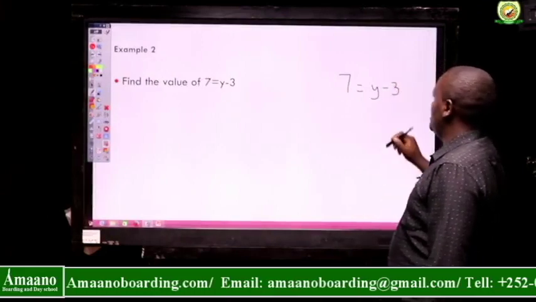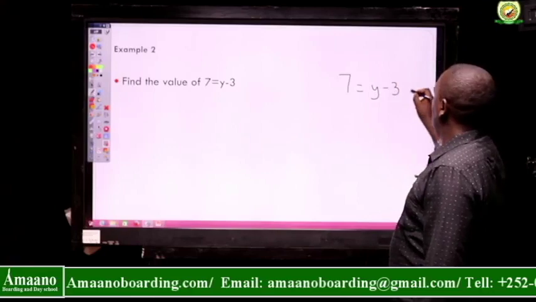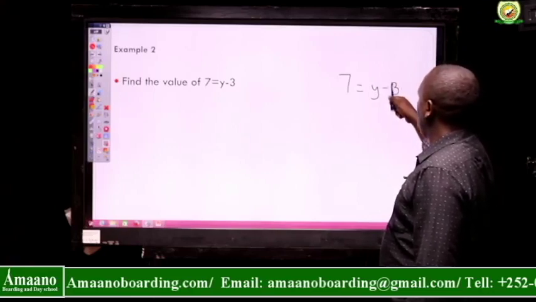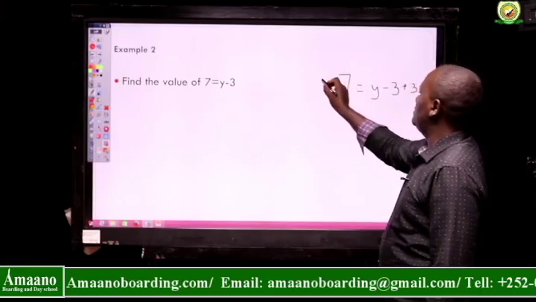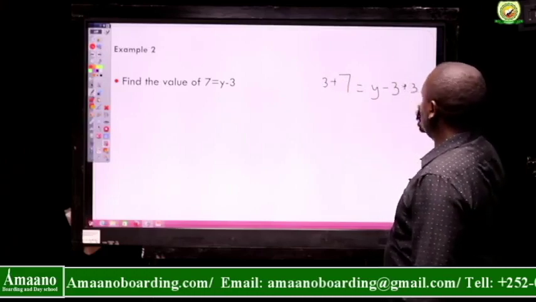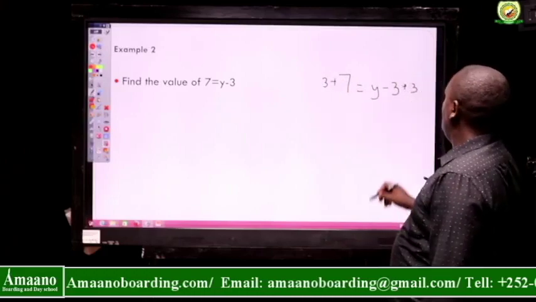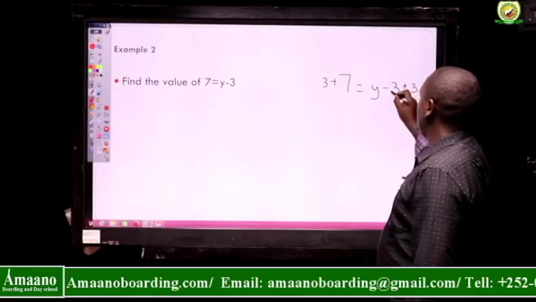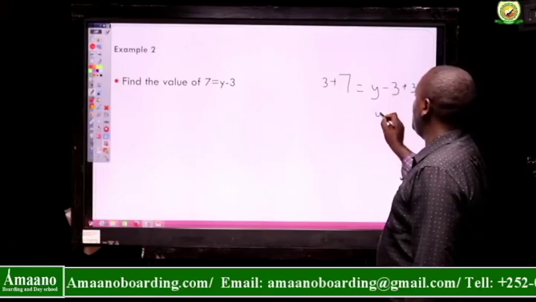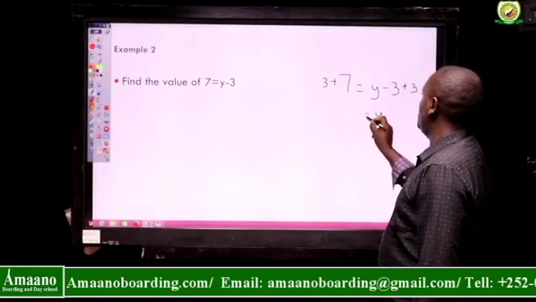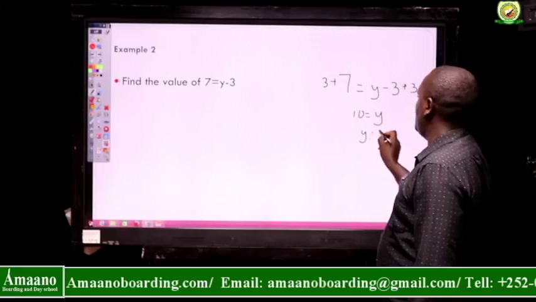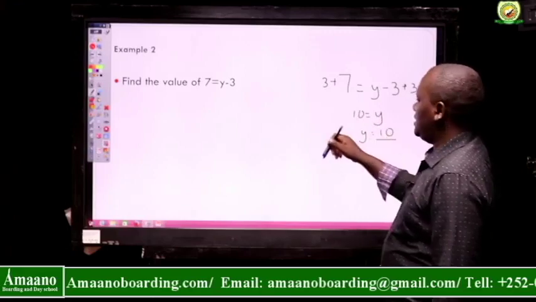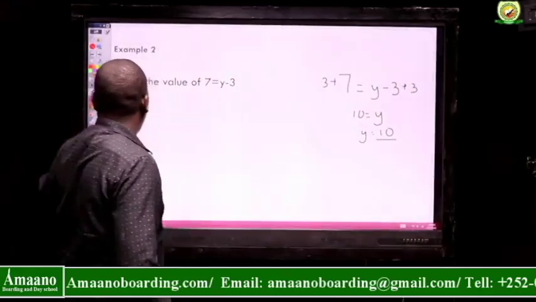This negative 3, when it has this sign here, for me to remove this number from here, I will plus 3, and I plus 3. That is, if I plus 3 this side, I'll plus 3 the other side. Negative 3 plus 3 equals 0. So I will remain with only y this side, equals 3 plus 7 is 10. So y equals 10, as I'm going to show you down here.